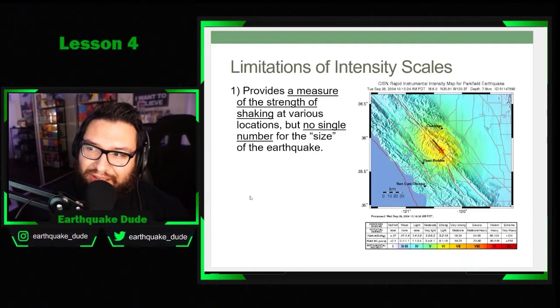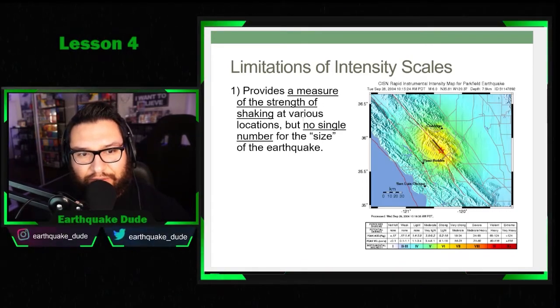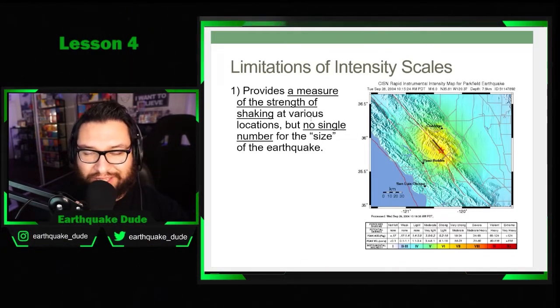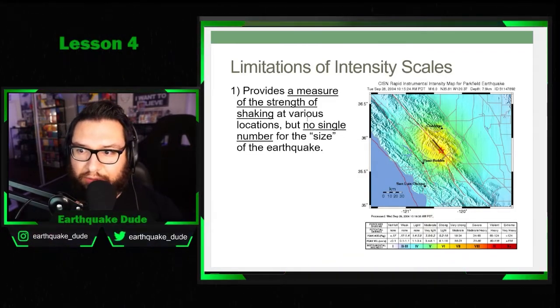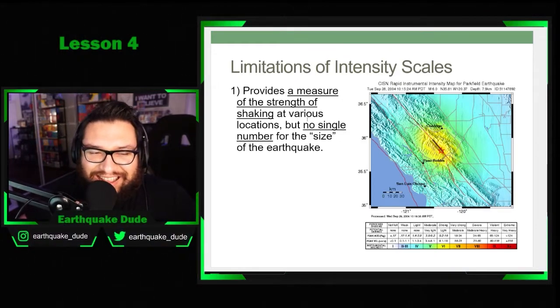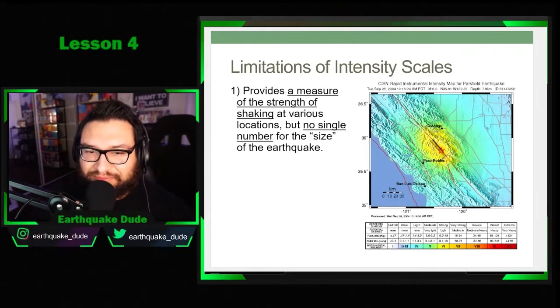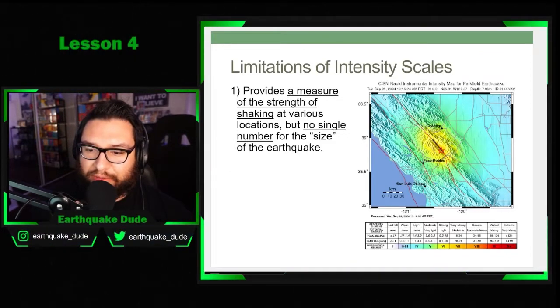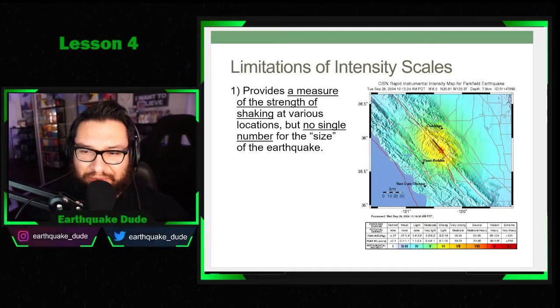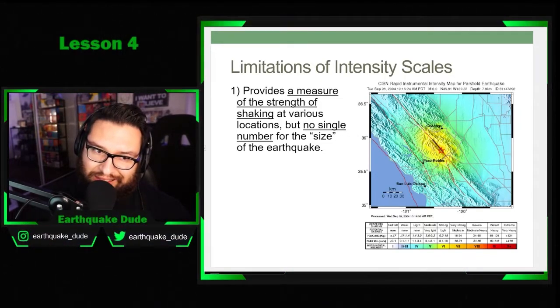Some of the limitations include a measure of strength of shaking. These seismographs can record the earthquake shake and give you a lot of good data, but it doesn't give you that single number for the size of the earthquake, and that's what everybody wants, right? Oh, earthquake dude, what was the magnitude? What's the number? And do you even know what that number means? That number plays a role, obviously. Sometimes we don't know what that number means.